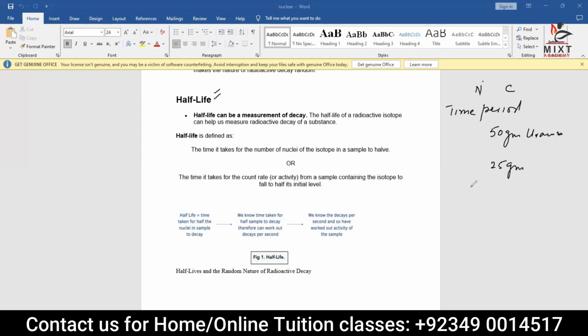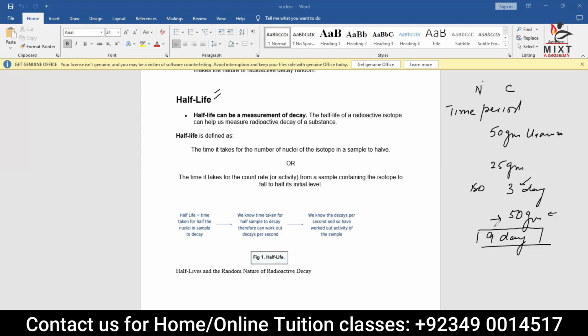I'm asking a question. Suppose an isotope has a 3-day half-life. If I have 50 grams of some material whose half-life is 3 days, after 9 days, how many grams are left? Who will tell me this? 3 days is the half-life of a material whose mass is given as 50 grams. After 9 days, how many grams of that material are left? Very simple.